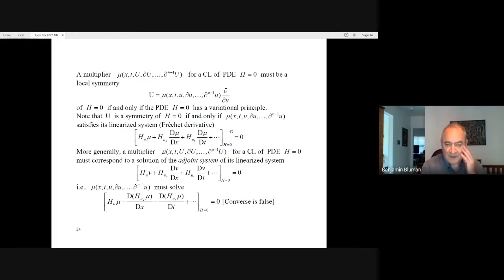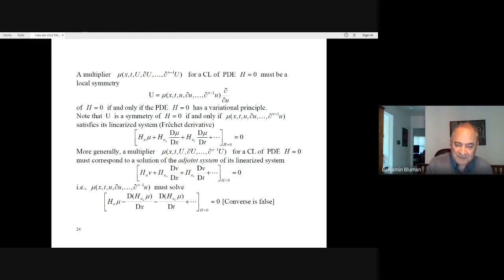Okay, but that's not good enough. More generally, a multiplier for a conservation law must be a local symmetry if and only if it has a variational principle. And what does that mean? It means that the linearized system is self-adjoint. That's what it means, but I'm jumping the gun a bit here. More generally, a multiplier for a conservation law must correspond to a solution of the adjoint system of its linearized system.